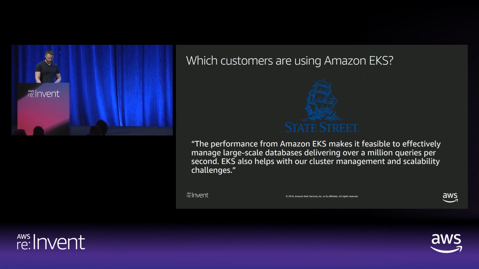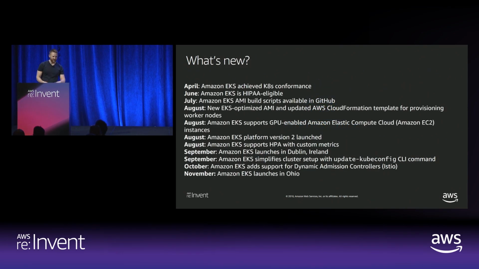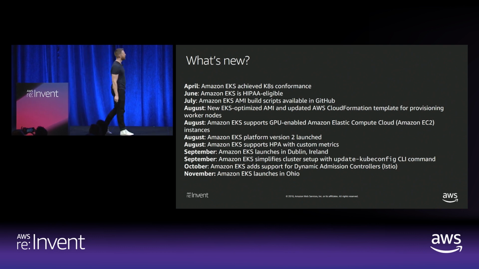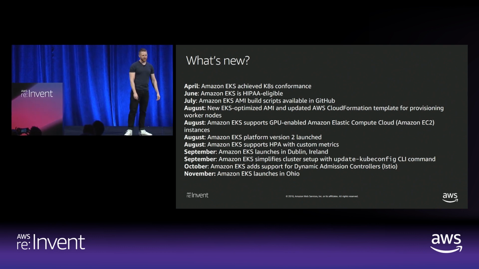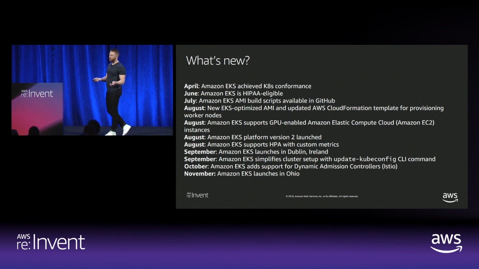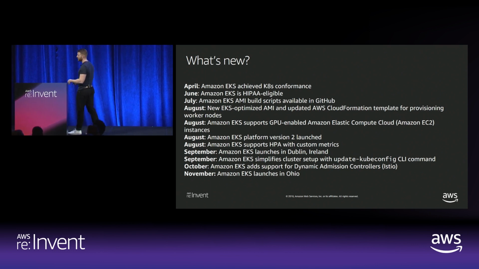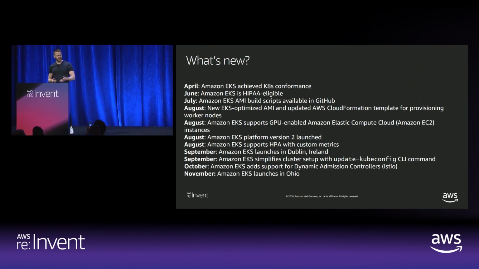So if you're just waking up from last reInvent and you're wondering what's happened in the past year, this is a quick rundown of some of the important things that I think are notable. So in April, we achieved Kubernetes conformance for Kubernetes 1.10, or maybe it was 1.9 at the time. But this is the first time we did this. We achieved conformance for every version of Kubernetes that runs on EKS, and this is really important to us, that upstream tenant for us. We also were HIPAA eligible early on in the year, or right after GA.